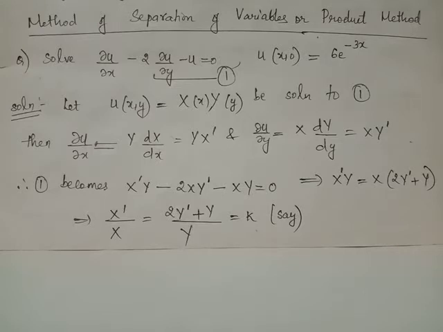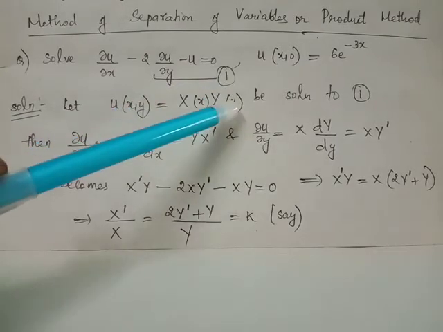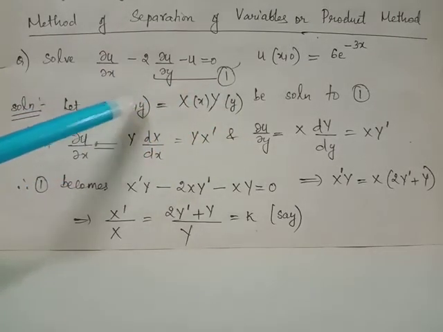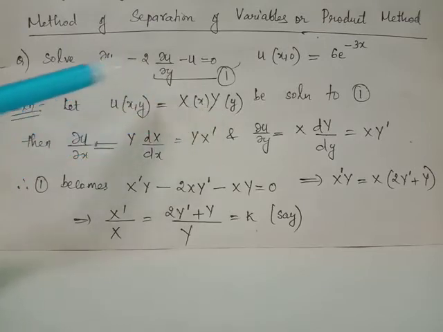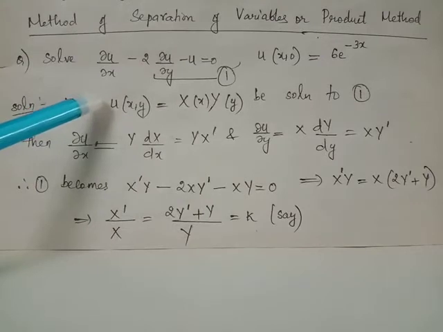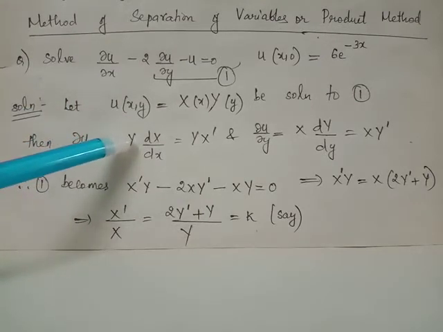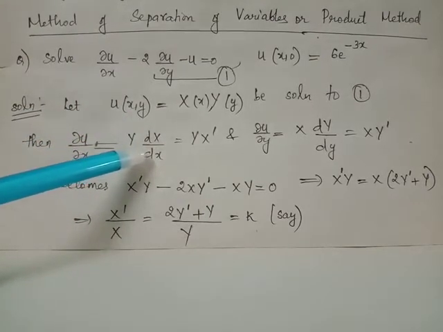In this method, the first step is to assume that the dependent variable u equals the product of two functions X and Y, where capital X is a function of the independent variable x and capital Y is a function of the independent variable y. We have u(x,y) = X(x)·Y(y). When you partially differentiate this expression with respect to x on both sides, you get ∂u/∂x = Y · dX/dx, because Y is treated as a constant. dX/dx can be written as X', and thus ∂u/∂x = Y X'.